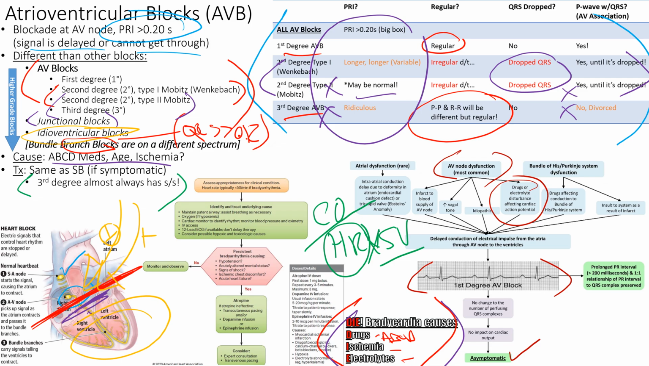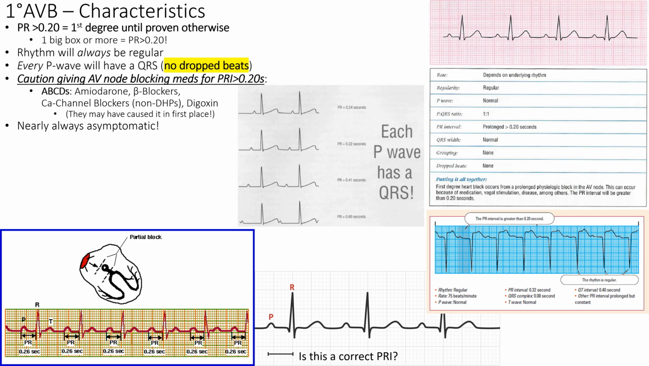But when they start getting symptomatic, that is where you are very, very concerned. When they have chest pain, right? Shortness of breath, hypotension, or confusion. So we'll talk about each block individually.